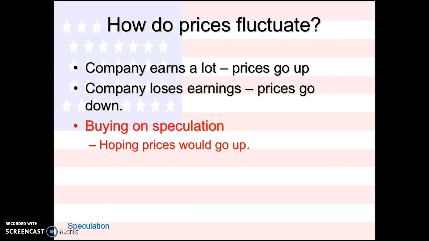Okay, and how do prices go up and down? How can you earn money? Company earns a lot, the prices go up. A company loses earnings, the prices go down. The other thing that's also a problem, and that is also one of your vocab words, is buyers just buying tons of stock in a company, hoping for it to go up really quickly, and that's called speculation. And when it doesn't go up quickly, then they will sell the stock. They'll sell the stock, and that will hurt the company.